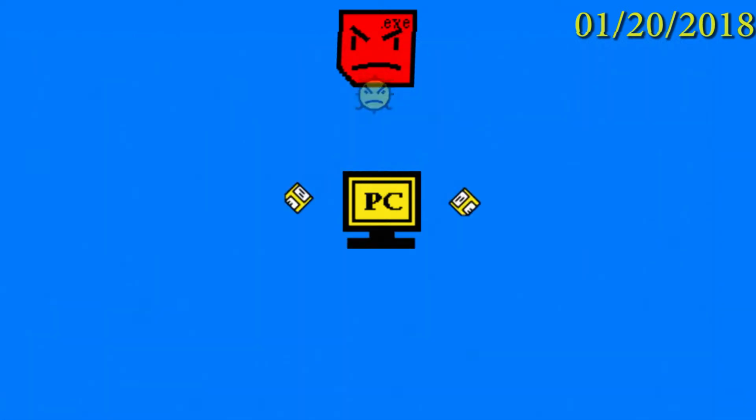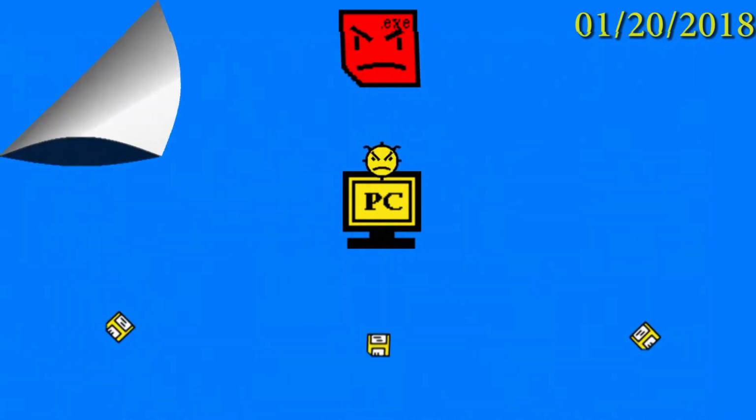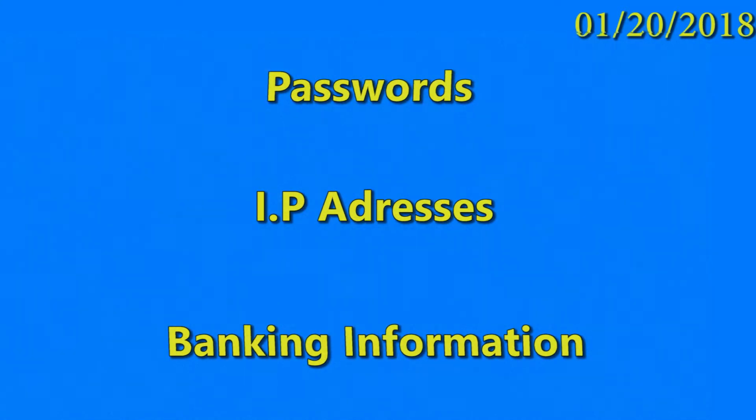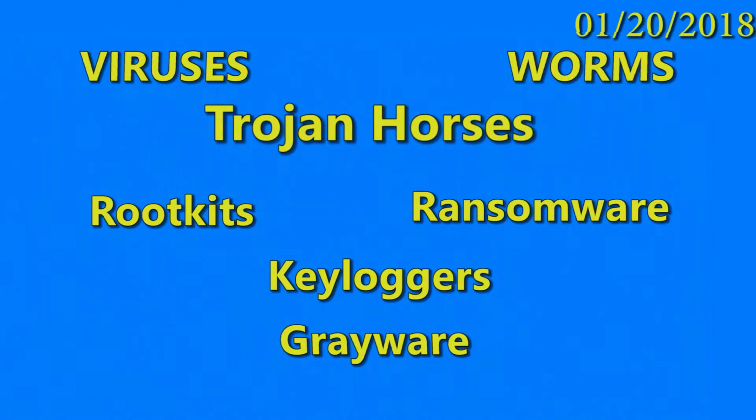From there, these malicious programs can steal your personal data. This includes passwords, IP addresses, and banking details. Make sure you are extra careful downloading your favorite programs. The fourth type of malware is a rootkit.